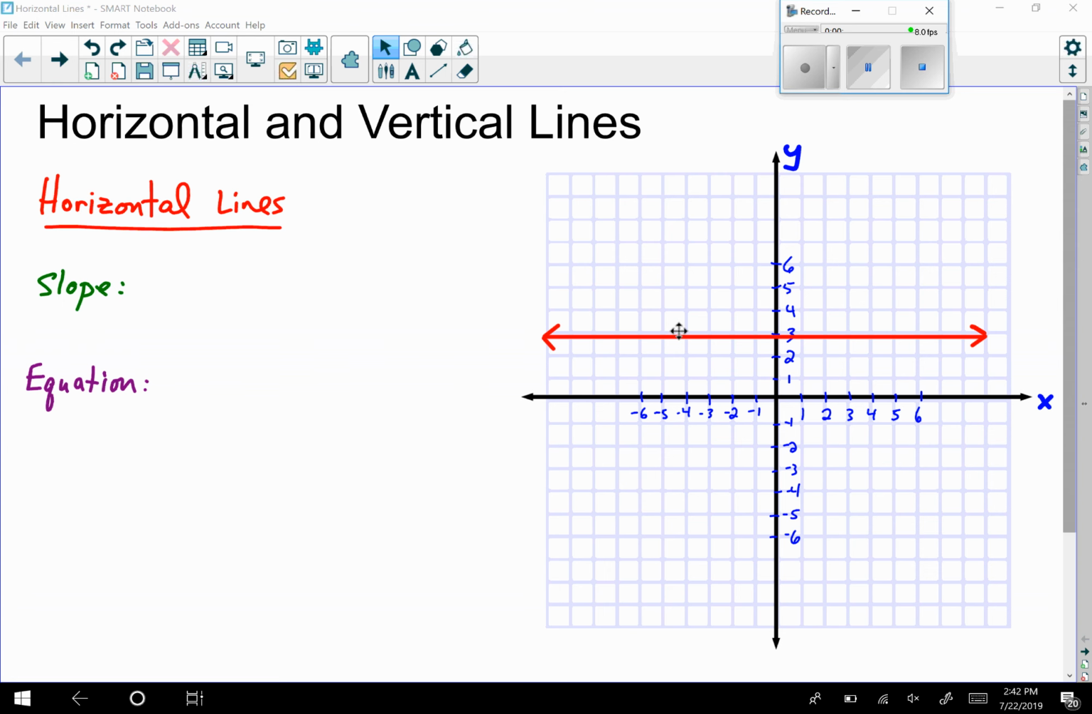It always runs just straight left to right. There's no going uphill or downhill, just straight across here. So whenever we're looking at a horizontal line, the slope is always going to be 0.